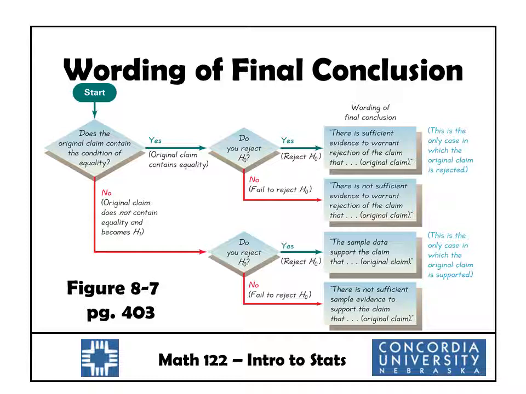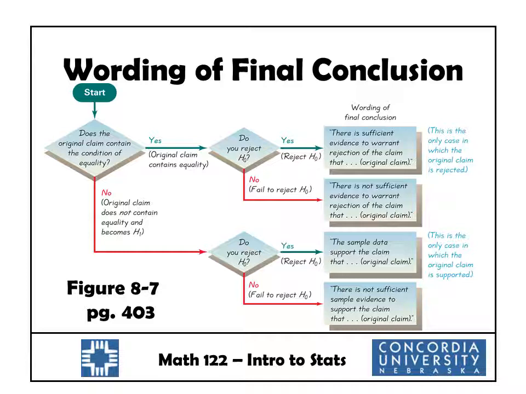We're going to get really sick of looking at it, but luckily it's easy to use. So we start up in the upper left-hand corner with this diamond. Does the original claim contain the condition of equality? In this case, the answer is no, because the claim is that p is greater than 0.5. So we follow that red arrow down.